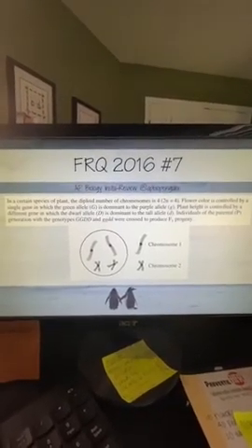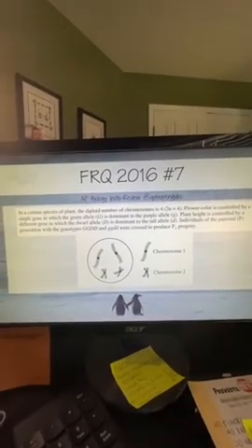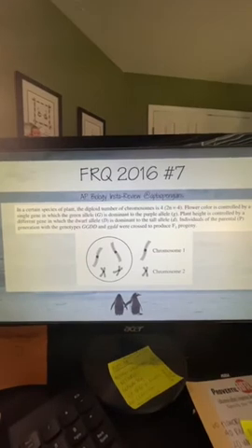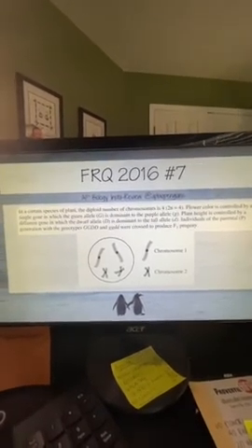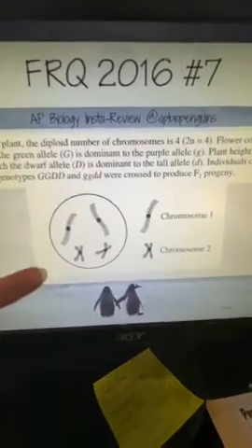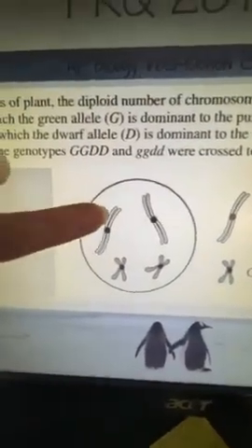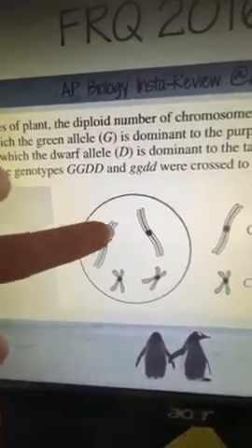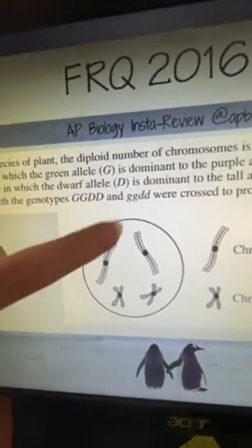Individuals of the parental generation with the genotypes capital G, capital G, capital D, capital D, and lowercase g, lowercase g, lowercase d, lowercase d. So basically, a homozygous dominant and a homozygous recessive are crossed to produce the F1 progeny. And they've given you this diagram. And FYI, just so we're looking here, okay, we see already our sister chromatids. So we've already gone through interphase and we've made the copy of our DNA.